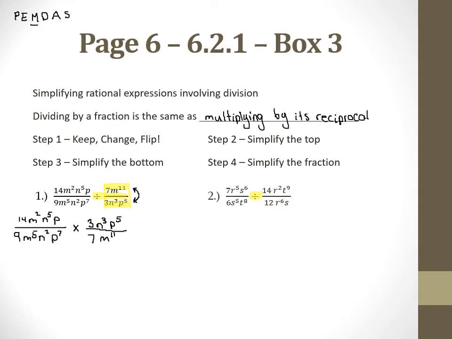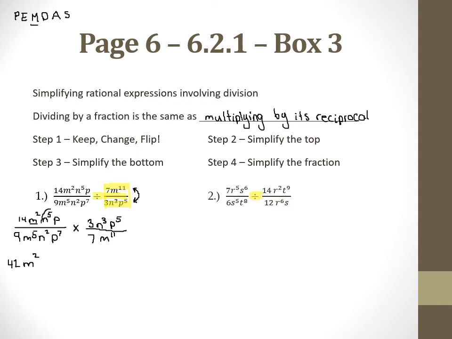So my whole numbers here, I've got 14 and 3. And that's going to give me a whole number of 42. M, I only see once here, so there's nothing that combines with. It just stays as m to the second power.